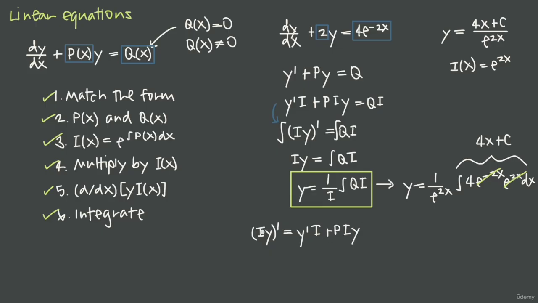This left-hand side here of this equation is the derivative of a product. We have the product of I times y, and we're taking the derivative. So again, that should make us think of product rule.